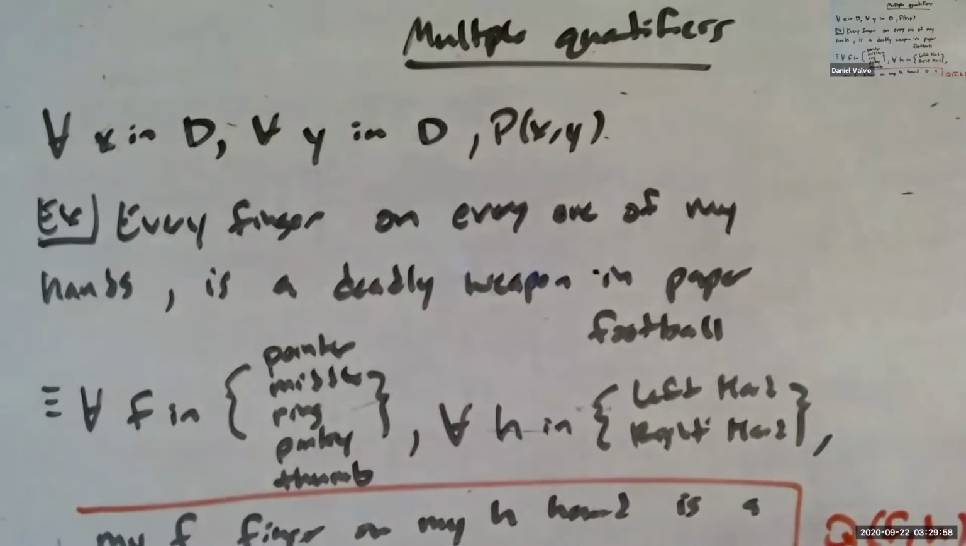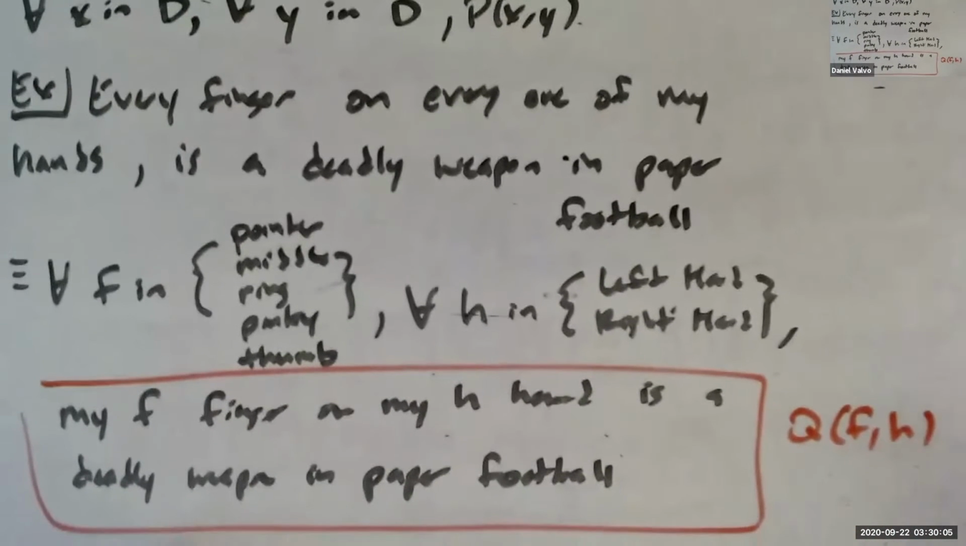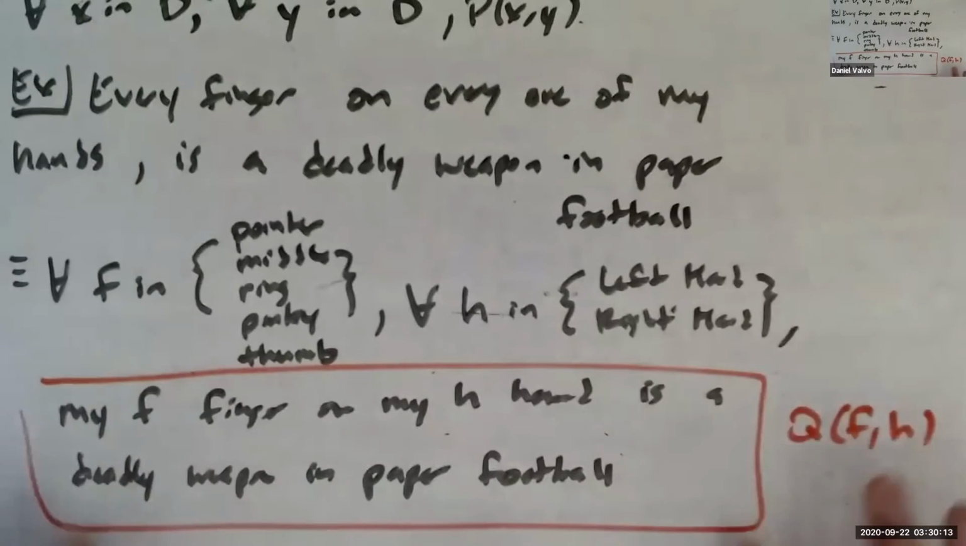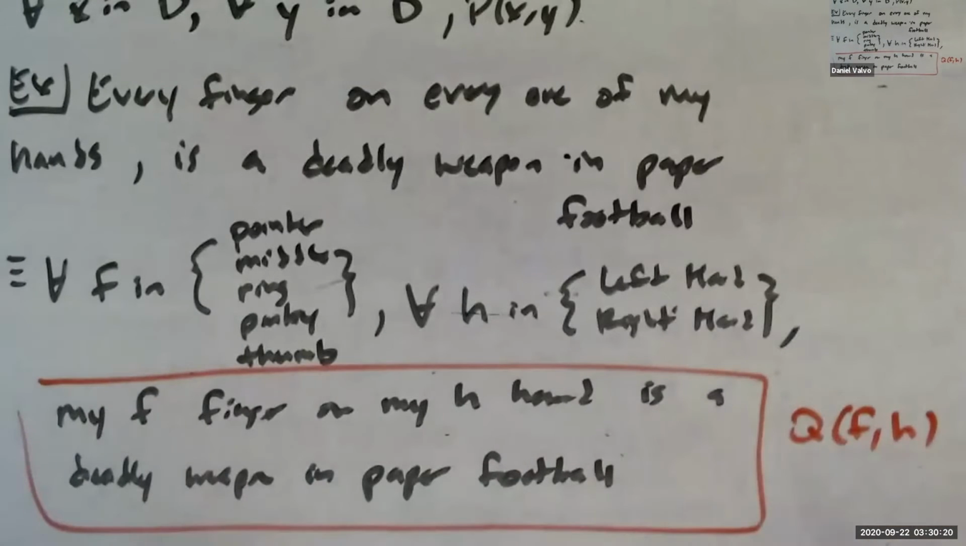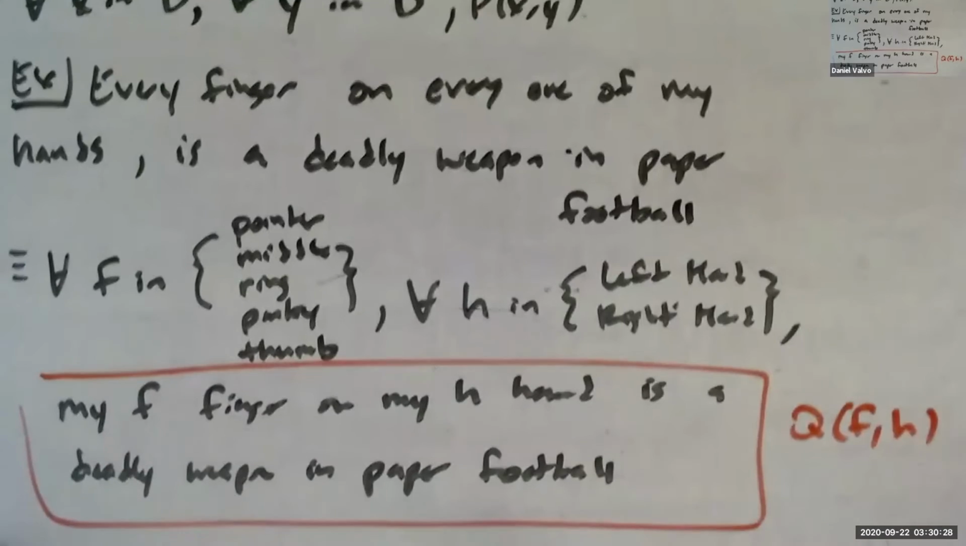So Q(F, H) returns true if the F finger on my H hand is in fact a deadly weapon in paper football. It returns false otherwise, if the F finger on my H hand is not a deadly weapon. Does that make sense, how we got from this to this statement? This is a double for all. It's saying something about every finger on every hand.